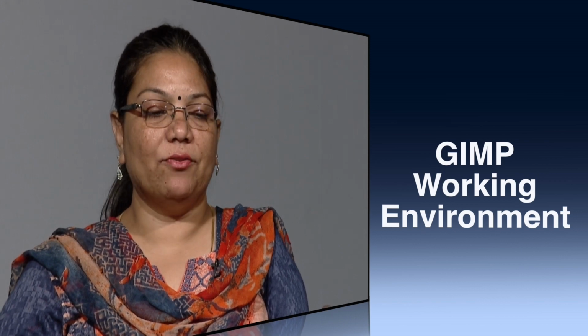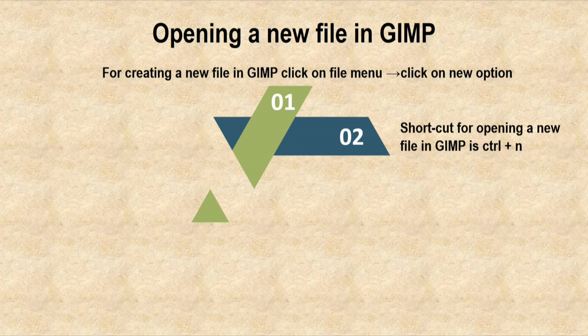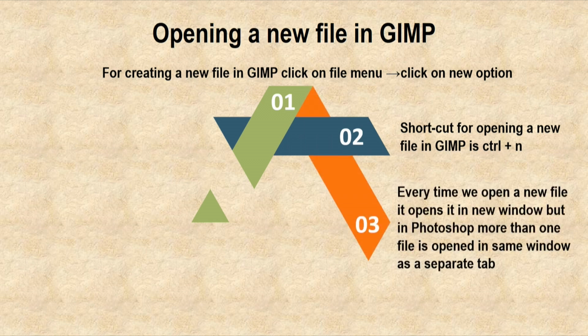The very first thing that we need to do is how to open a new file in GIMP working environment. So, for creating a new file in GIMP, we need to click on the file menu, and then we will click on the new option. Shortcut is also available for opening a new file, and it is Ctrl plus N. Ctrl and N can be clicked together from the keyboard for opening a new file in GIMP, and every time when we open a new file in GIMP, it opens in a new window, but in the another software like Photoshop, all the newly opened files are added in the same window.